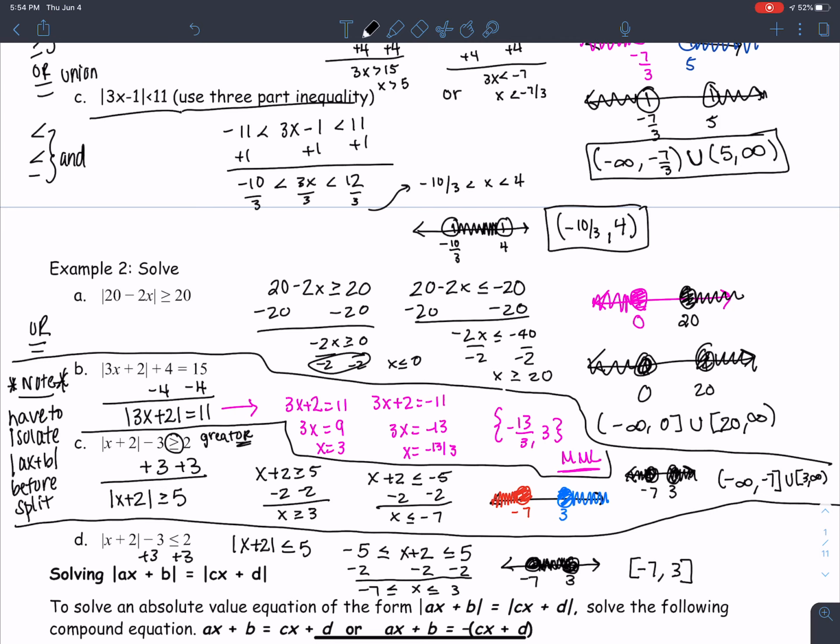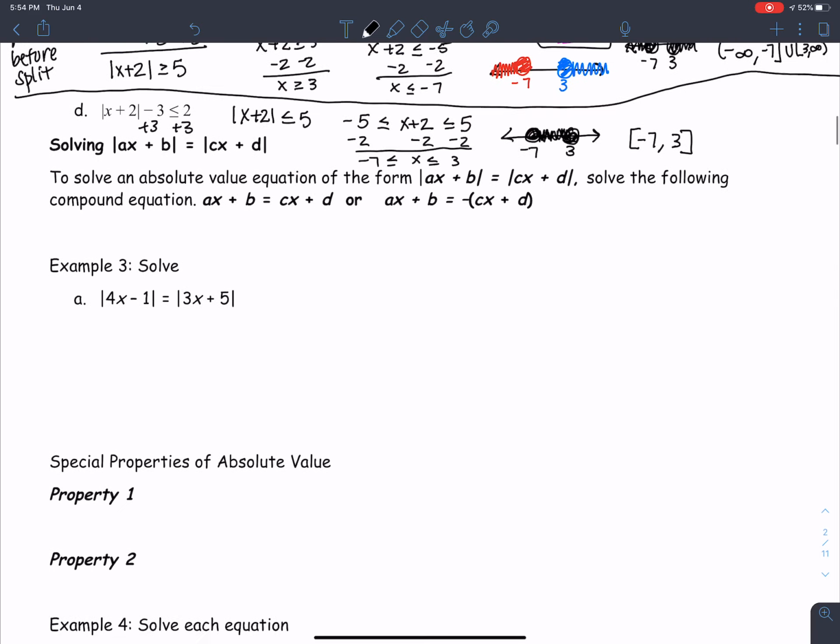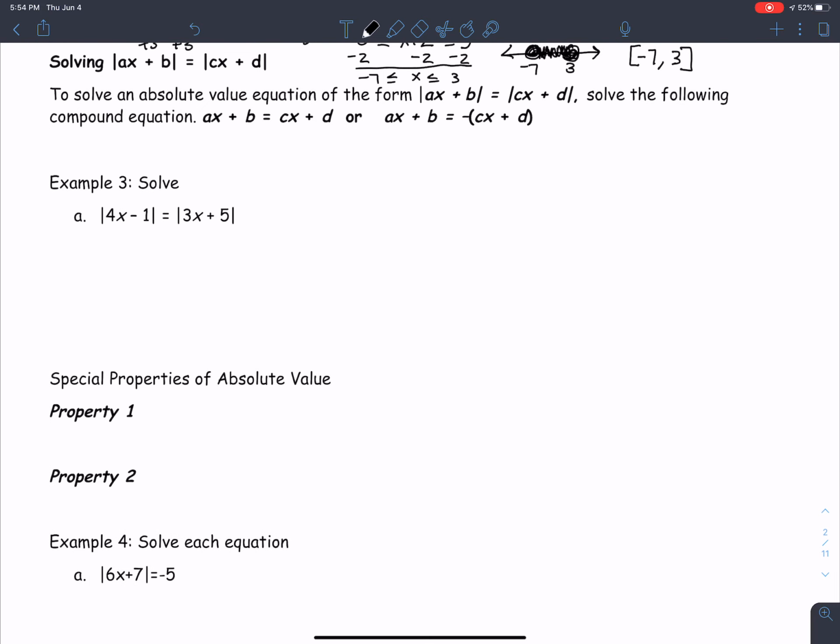Cool. All right. So the next one is if we have absolute values on both, okay? The left and the right. So in order to do that, all we do is we change one of them. So let's solve: the absolute value of 4x minus 1 equals the absolute value of 3x plus 5. So what we do is we write it the same, and then we write it opposite. But since we're negating a binomial, we have to put parentheses around it.